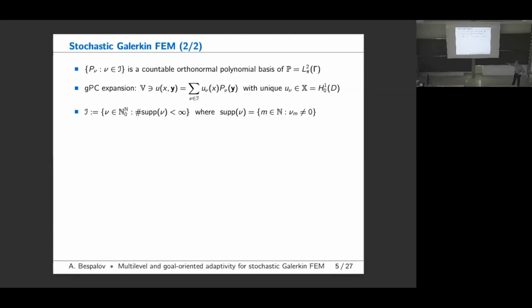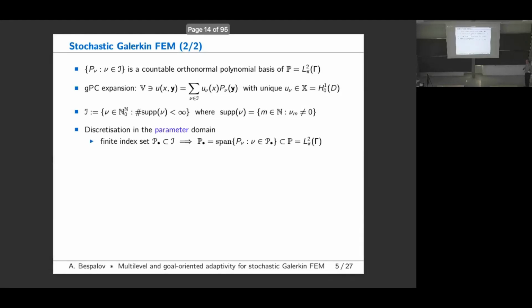The index set I here is the set of indices. These are basically sequences of natural numbers, including zeros, and they are finitely supported. That means that in each sequence, there is a finite number of non-zero entries. And this is a countable set. So this expansion is a sort of Fourier type of expansion, I would say.